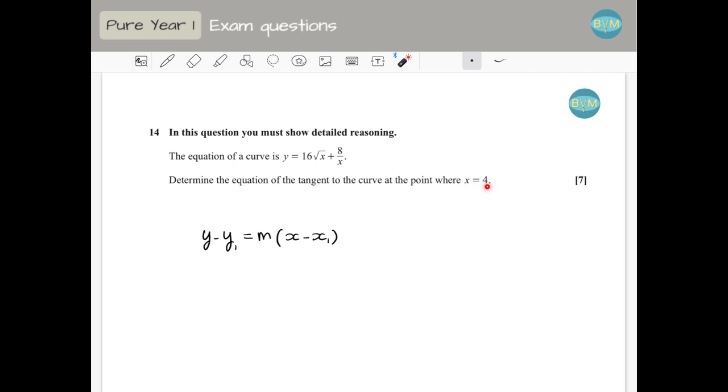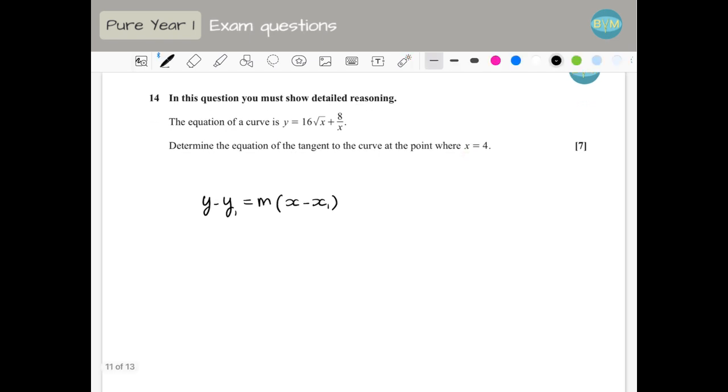We need to find the tangent when x is 4, so we are going to find the y when x is 4 and the gradient when x is 4. To find the gradient, we are going to differentiate y. And to differentiate y, I'm going to write the x's to the power of something, it's easier. So root x is x to the power of a half. 1 over x is x to the power of minus 1. So I'm going to rewrite my equation because it's easier to differentiate.